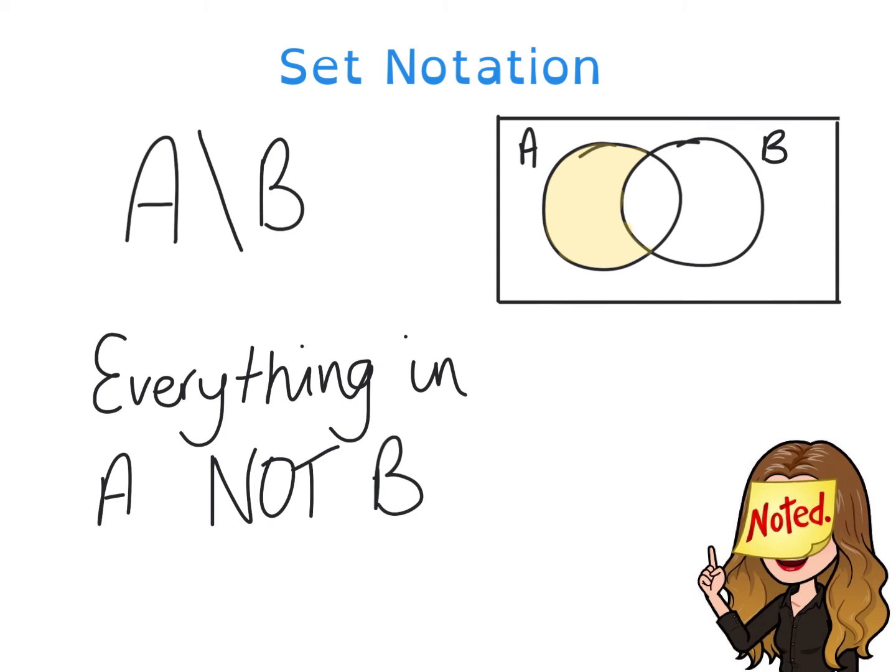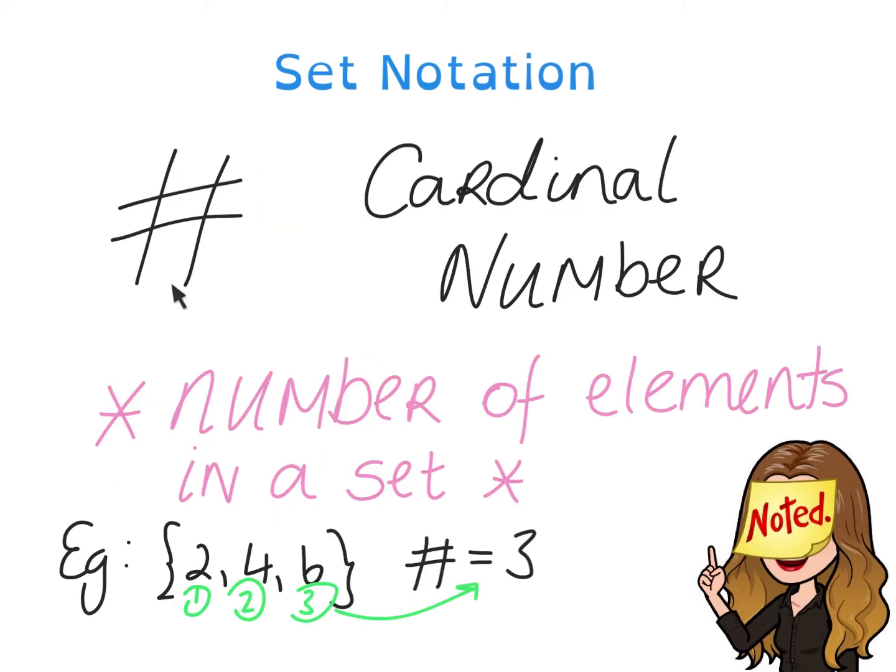Now you have this hashtag, which I told you before is not called a hashtag. In maths it's called a cardinal number. It means the number of elements in a set. So if we had set 2, 4, 6, well, the number of elements, or the cardinal number of that set, is 3, because you've got 1, 2, 3 objects in the set.